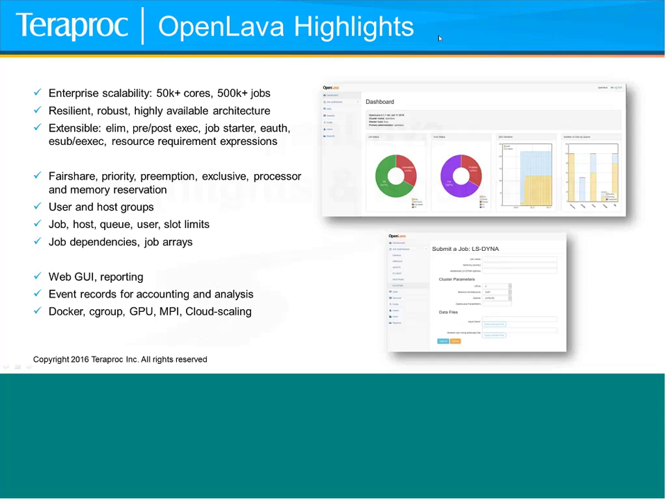Because a lot of folks have created extensions with LSF through the elim, pre-post exec, job starter, authentication, and so on, all of these external plugin interfaces are in OpenLava as well. So you can reuse a lot of your existing extensions.